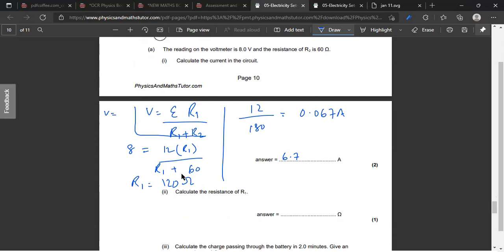So this would be 8R1 plus 480 equals 12R1, and 4R1 equals 480, and R1 equals 120. Okay, just give me a moment, I want to copy that down. Sure, take your time.